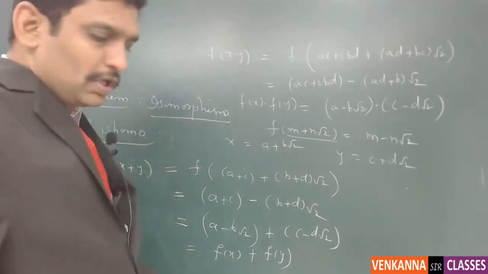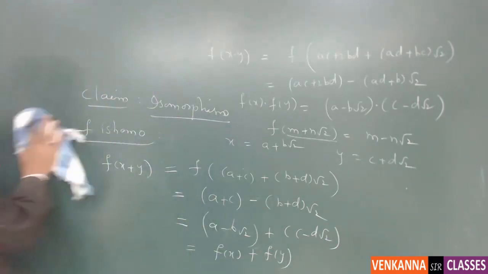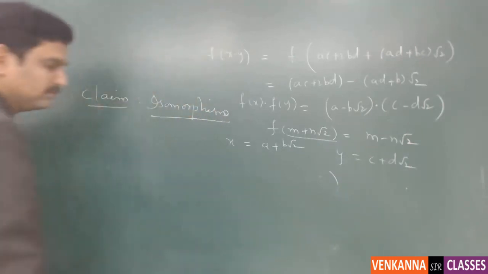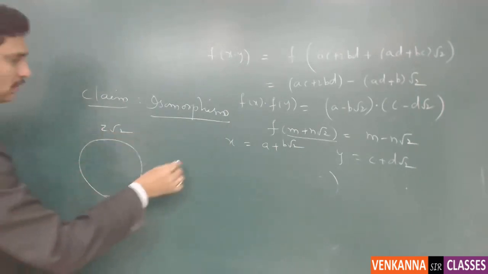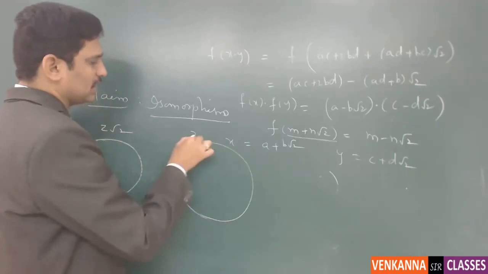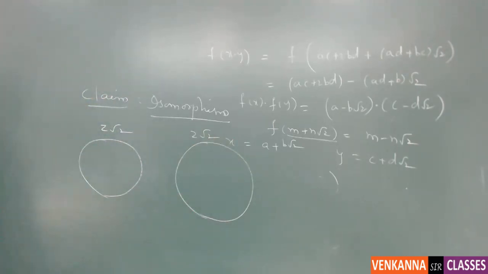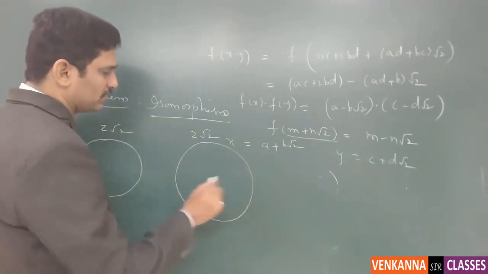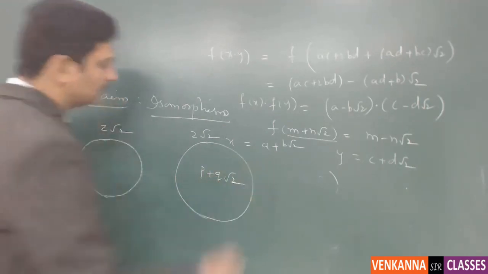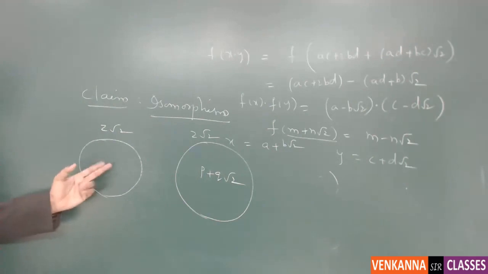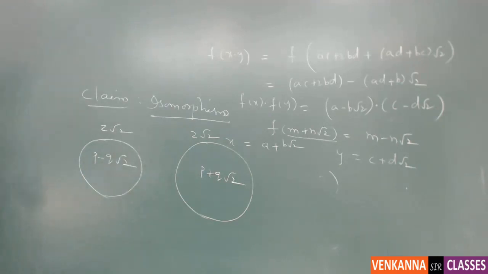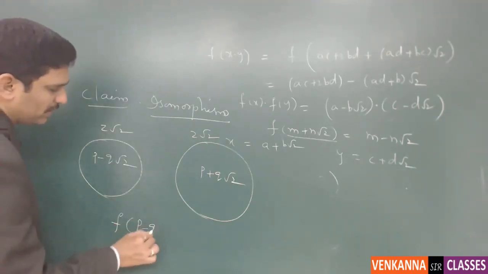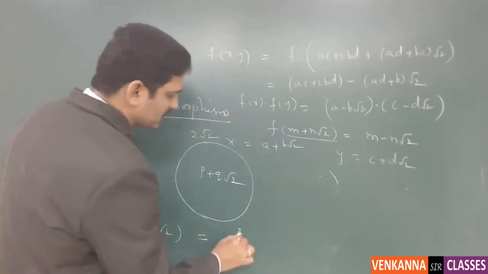Right. Now, if you want to check the onto property, this is the domain Z of root 2. Codomain is also the same set Z of root 2. So to check for onto property, if you take any element on the right hand side, say I have taken, for example, p plus q root 2. So what could be the domain value? It is very simple. You simply take it as p minus q root 2, because if you consider f of p minus q root 2, as per the definition, it is p plus q root 2.